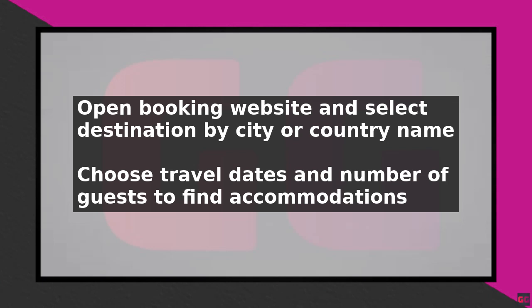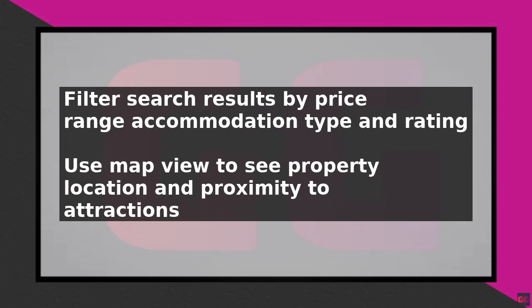The next step is to filter the search results based on your preferences, such as price range, accommodation type, and rating. You can also use the map view to see the location of each property and its proximity to local attractions. Once you have selected a property, click on it to view the details, including the description, amenities, and policies.